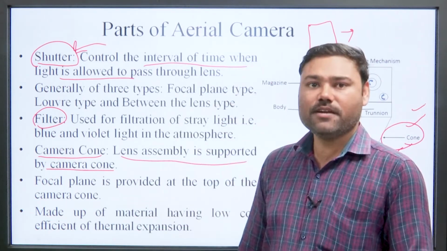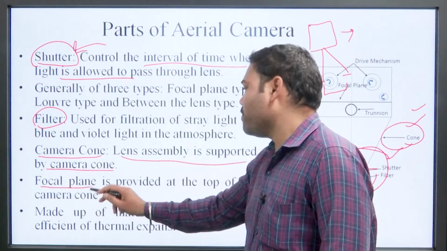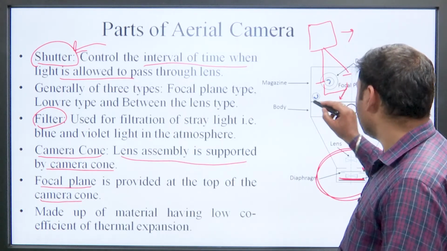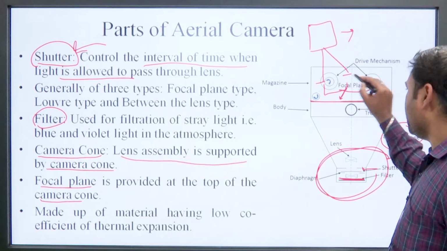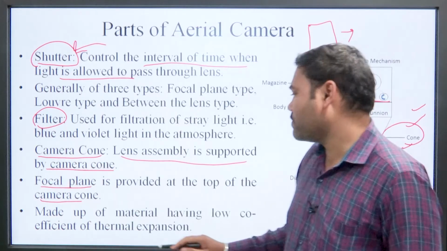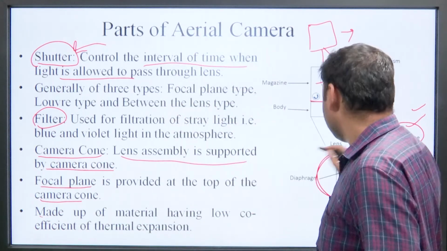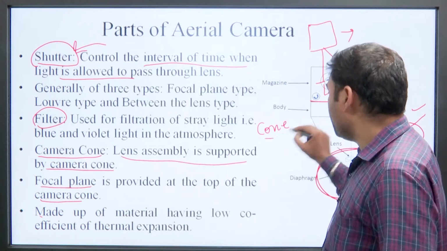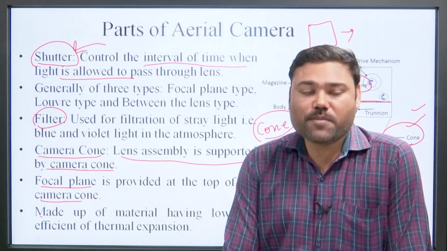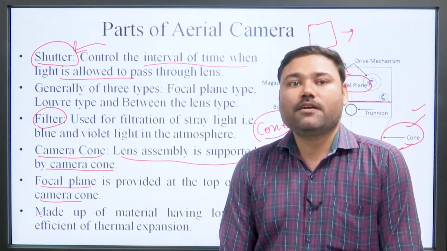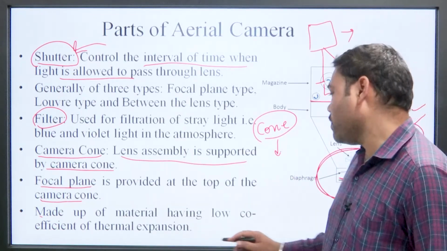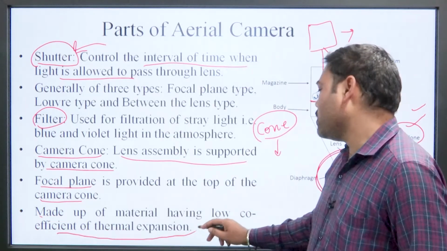The focal plane is provided at the top of the camera cone. The focal plane is always at the top of the camera cone, and the cone body must be of a material having a low coefficient of thermal expansion. For proper functioning, the material used in a cone has a low coefficient of thermal expansion.